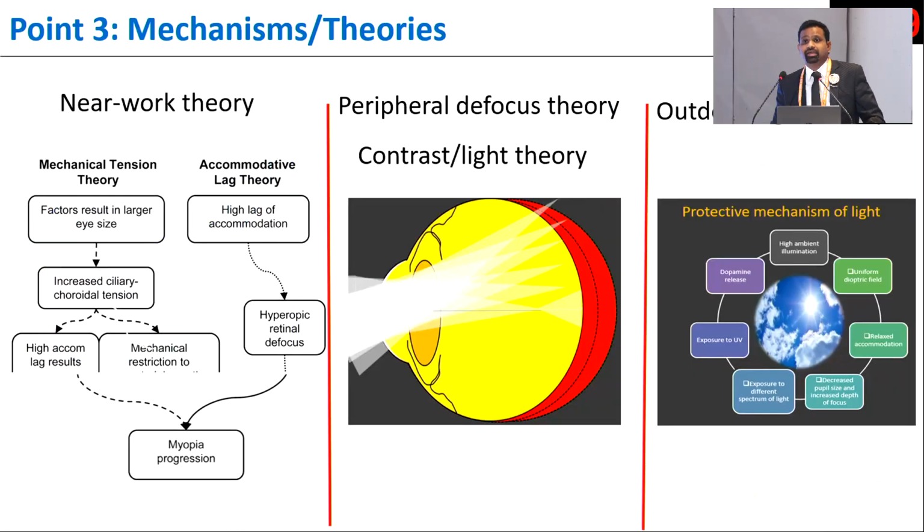Point number 3, the mechanisms or the risk factors for myopia are many, and they revolve around near work, defocus in the periphery. Now we talk about contrast in the periphery, light, dopamine release, or maybe staying away from near work, or it could be the spectral composition of light or the uniform dioptric field if you are in an outdoor setting. So there are various theories, but there is no single theory to say that there's one treatment and I will do that and it will control the progression of myopia.